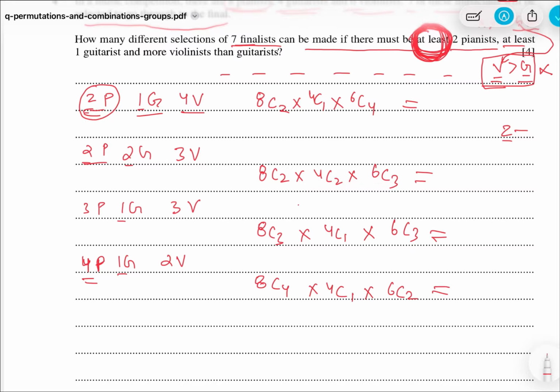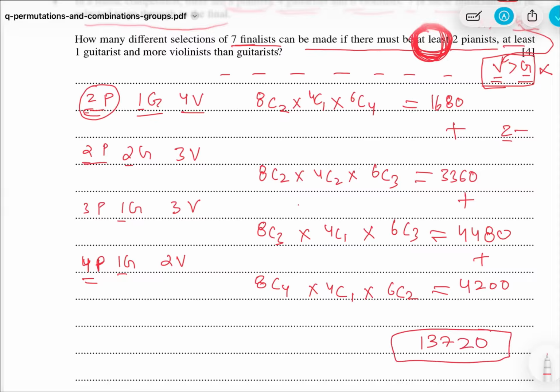That would be 1680 and 3360 and 4480 and 4200. Add all of them and you will get your answer as 13720. All right, learners, this was also easy, right?